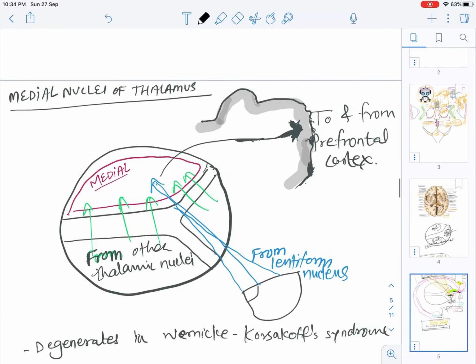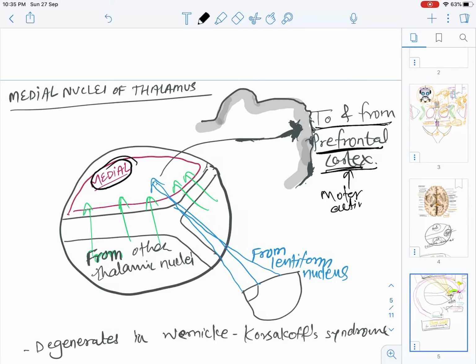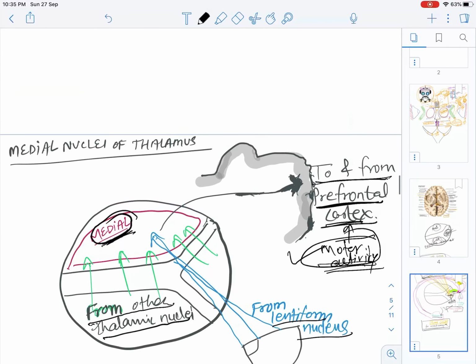Next is medial nuclei of thalamus. Now medial nuclei will come here, and medial nuclei will send fibers to and receive fibers from prefrontal cortex. Now we know what prefrontal cortex is. Prefrontal cortex is involved in the motor activity, as we all know. So you should remember that the medial nuclei of thalamus will be involved in the motor activity. It receives fibers from all the other thalamic nuclei, so extensive connections are there, and it also receives from lentiform nucleus, meaning basal ganglia. So don't be confused with the term.